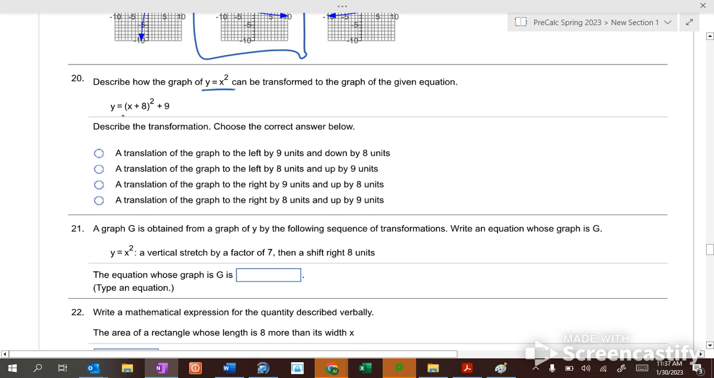What's the difference between this graph and this graph? Well, if it happens inside, it's the opposite of what you'd think. So instead of moving right 8, you move left 8. And if it happens outside, it should be what it says. So then up by 9. So left 8, up 9.